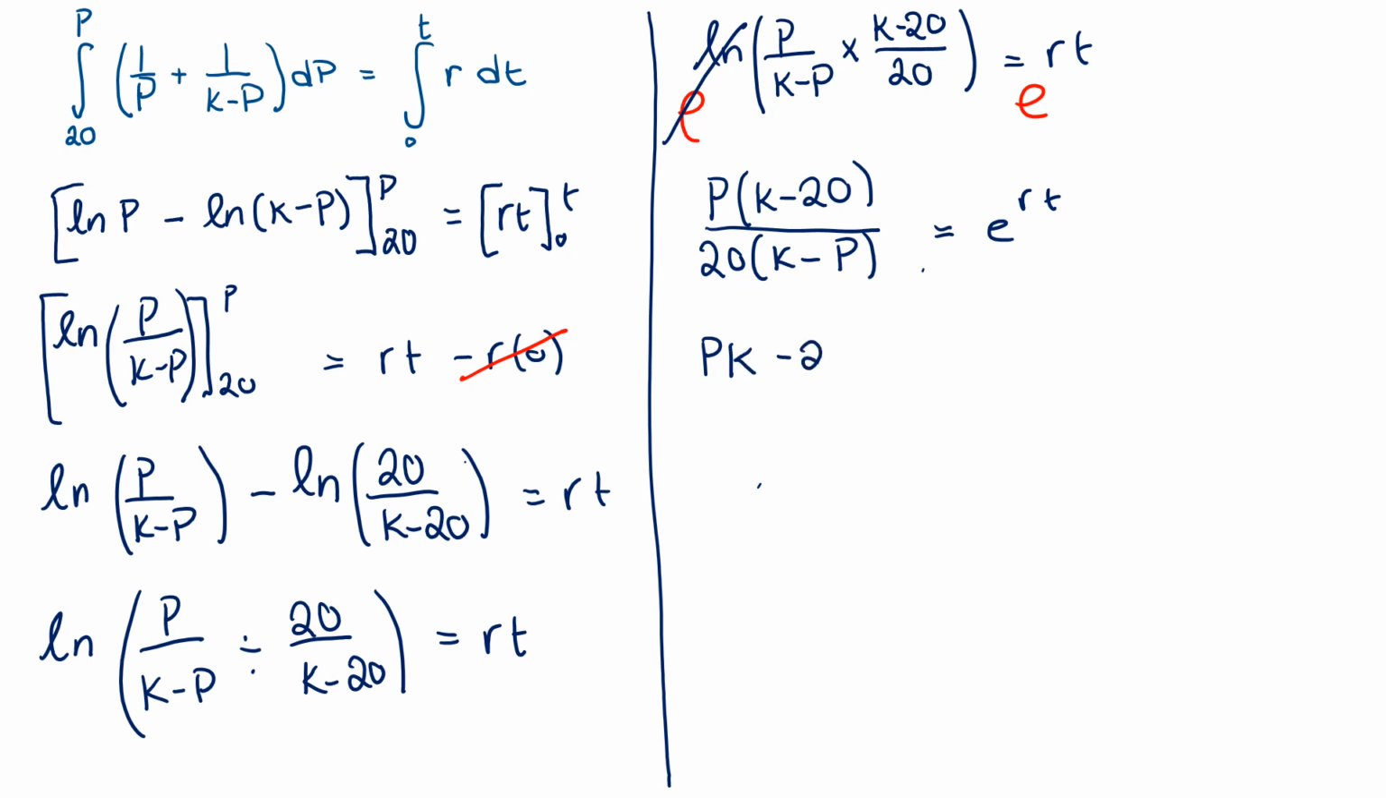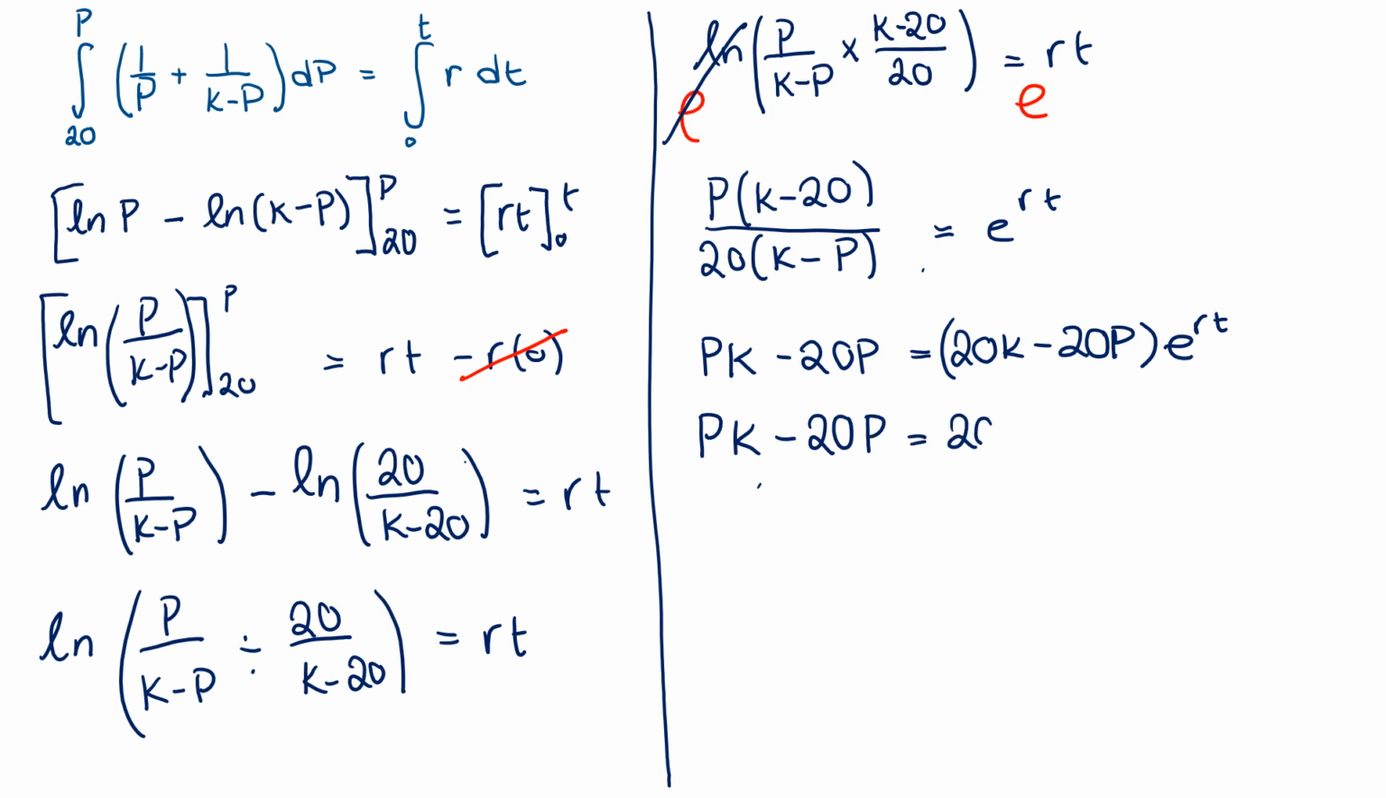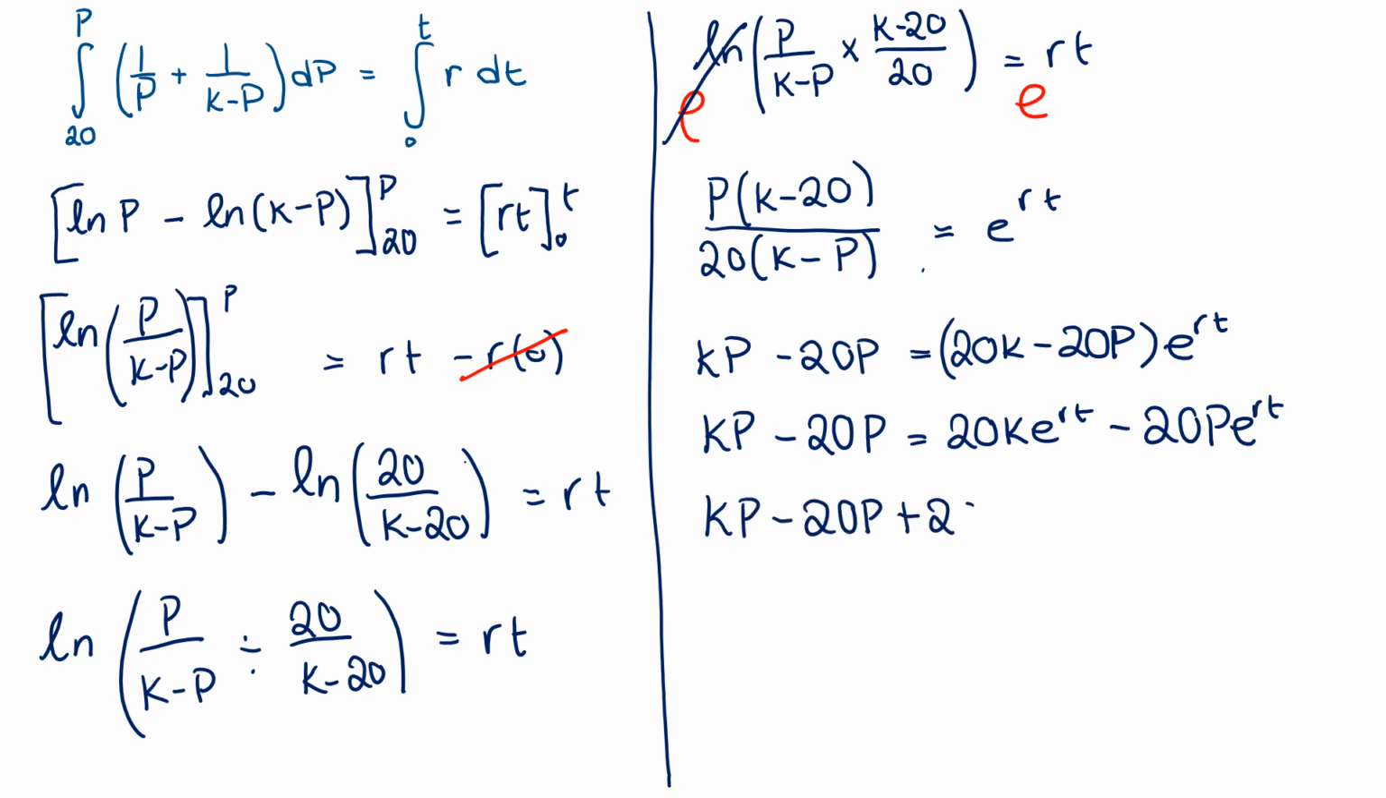So that's pk minus 20p is equal to 20k minus, actually I'll put this in a bracket, 20(k minus p) e to the power of rt. We're trying to get p on its own, so we have pk minus 20p is equal to 20k e to the power of rt minus 20p e to the power of rt. And if it's easier, we can write this as kp, just for alphabetical sake. So let's get all of our p's over to one side. We have two of them here already. I'm going to bring over that 20p e to the power of rt. That's 20k e to the power of rt.